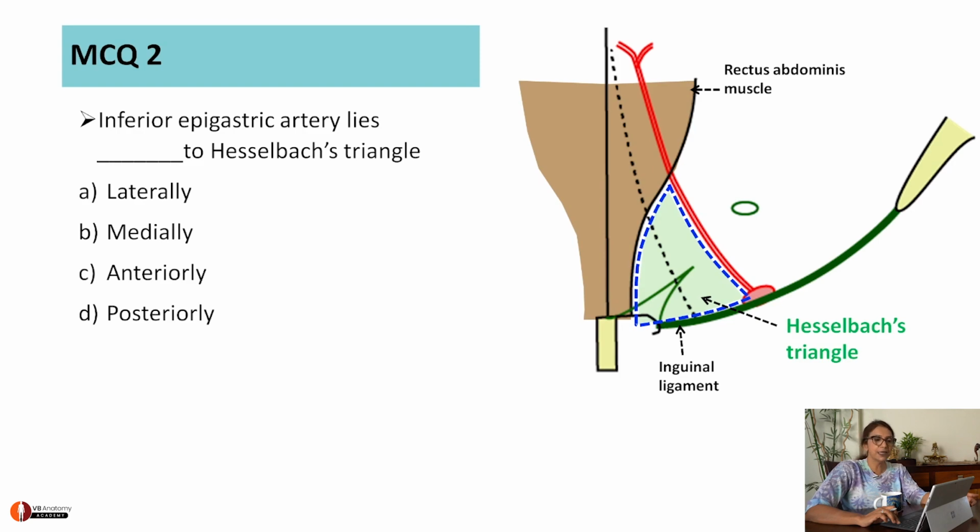Next MCQ: inferior epigastric artery lies what to Hesselbach triangle? Lateral, medial, anterior, posterior. This is your Hesselbach triangle. This is your inferior epigastric artery. You know the answer. It is lateral. A must be the answer. Absolutely. A is the answer.